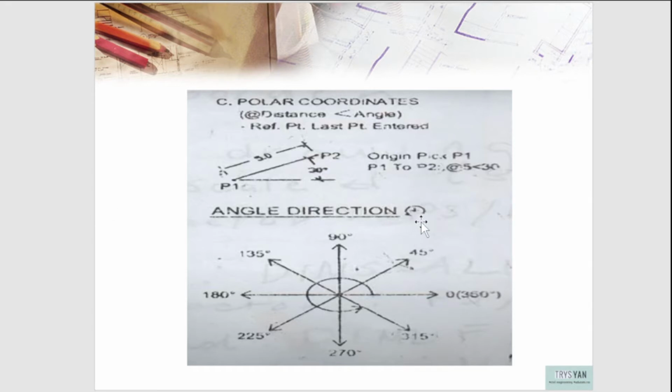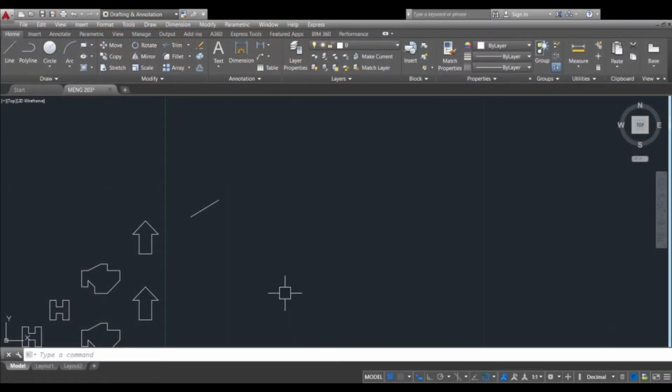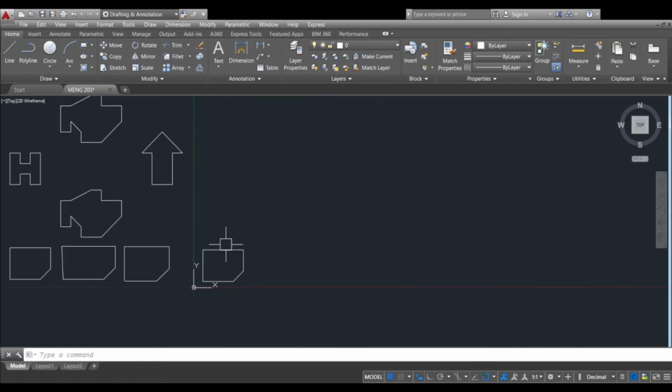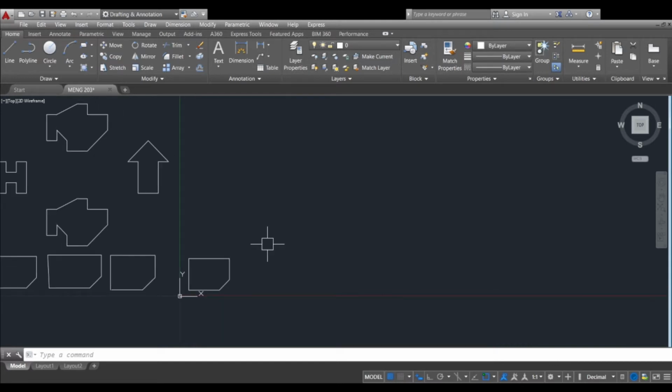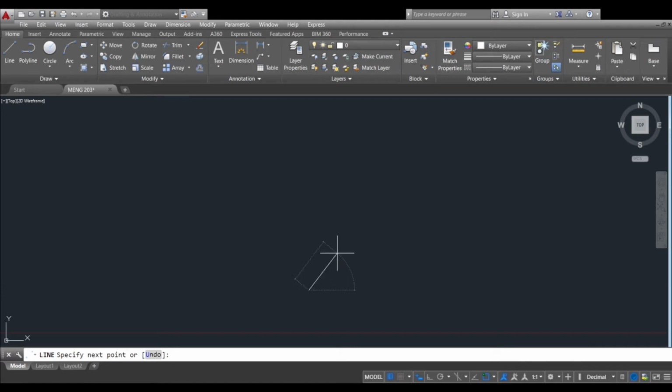For our example, we will use the figure from our previous lessons. This very same example number 1, we will try to draw it using the polar coordinate. Let's try point 1. Let's go back to CAD. I will put point 1 in absolute coordinate first. L, enter, 13, comma 1. This is the location of my first point.